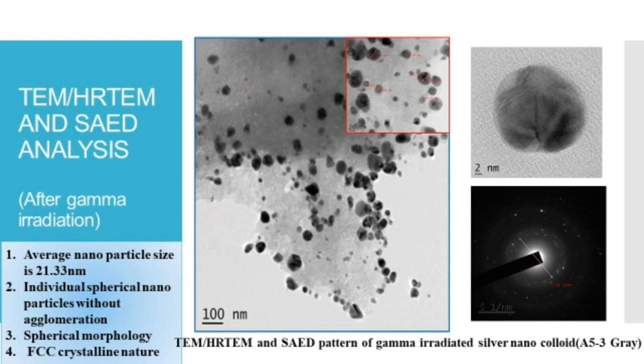After gamma irradiation, the size of the sample got exactly reduced to half of its initial value, that is to 21.33 nanometer. The agglomeration of the particles got eliminated and the particle is found to have spherical morphology and are FCC crystalline in nature.